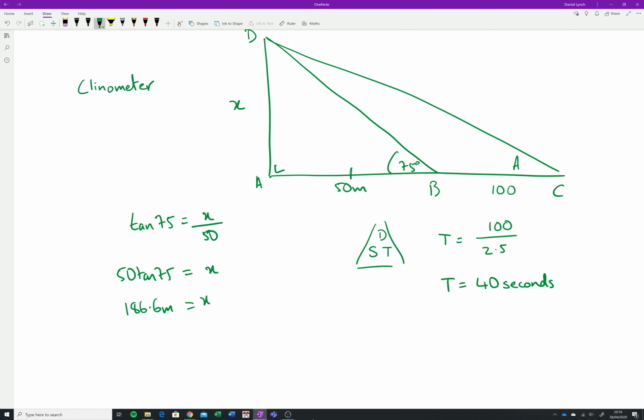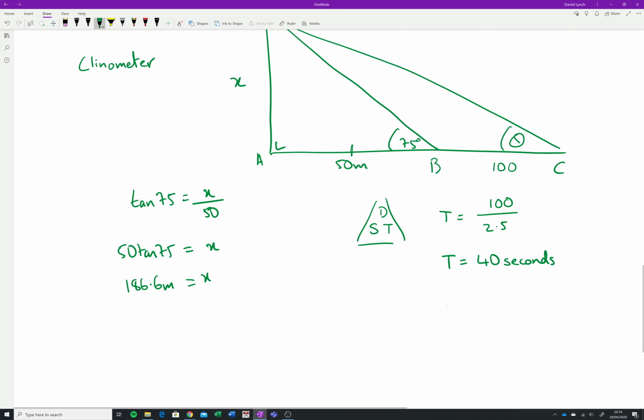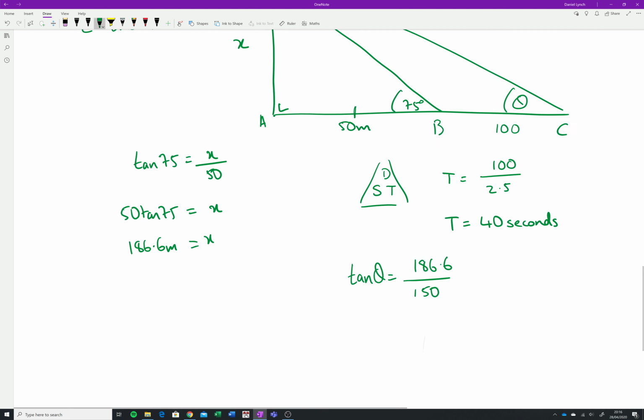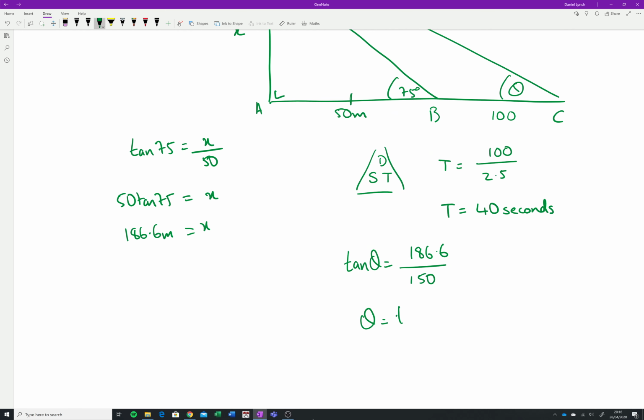Certainly not. So if we figure out what the angle here is, we'll call it theta. We know what x is now. We know what the opposite is. So it's going to be tan again. Tan theta is equal to the opposite, which is 186.6, divided by the adjacent. The adjacent is 150. And to figure out what theta is, we do tan inverse of 186.6 over 150.